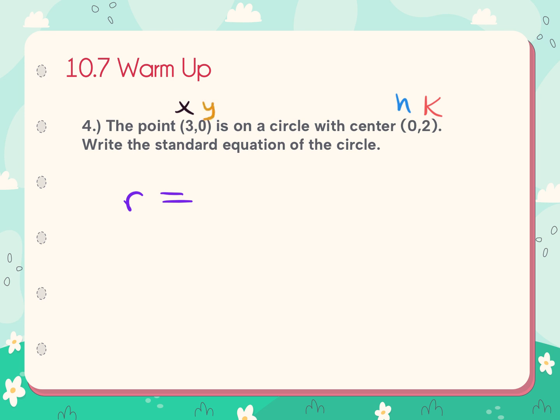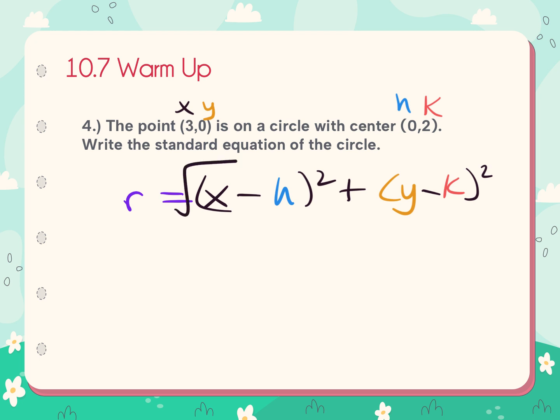So I'm going to be plugging it in. I'm going to plug in x minus h, squared, plus y minus k, squared, and it's all under the radical. This is the formula to find the radius. So let's plug in the numbers.